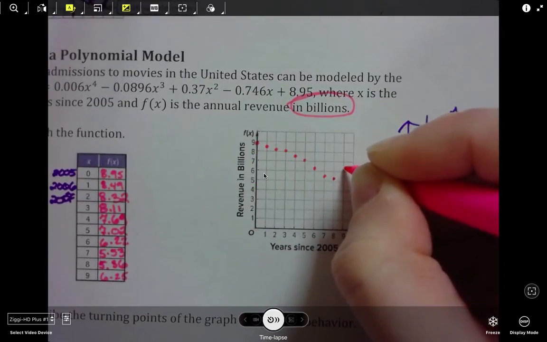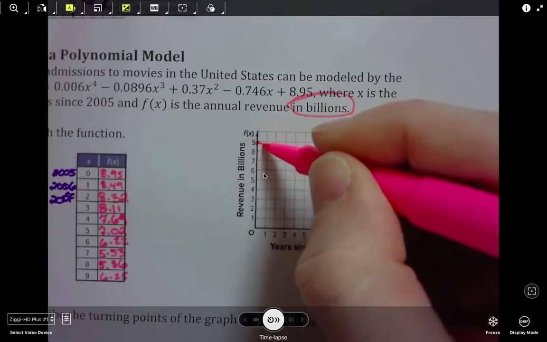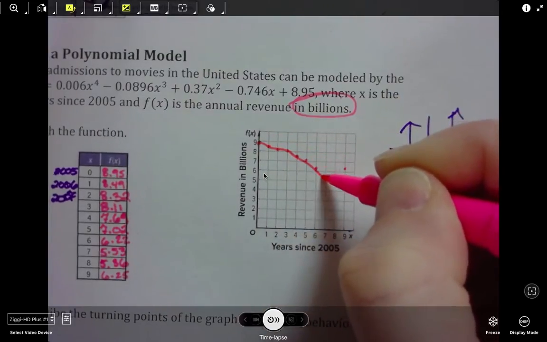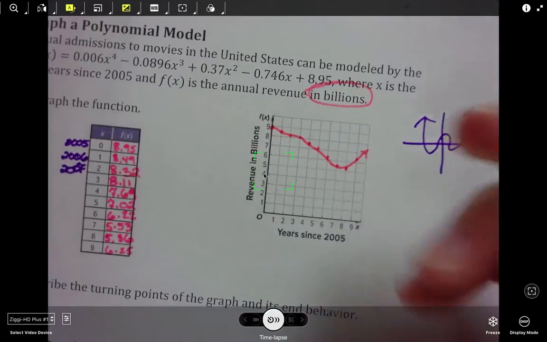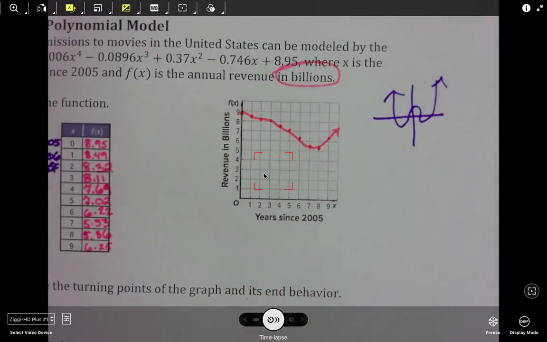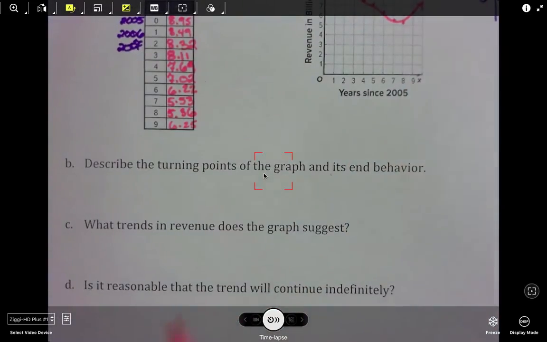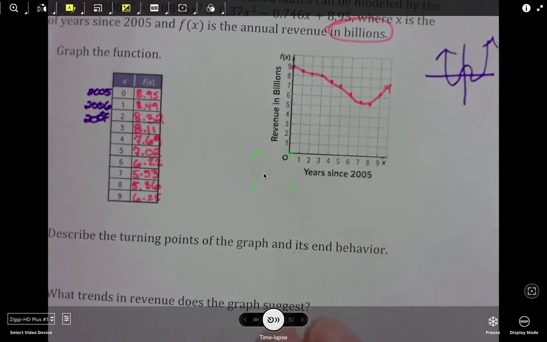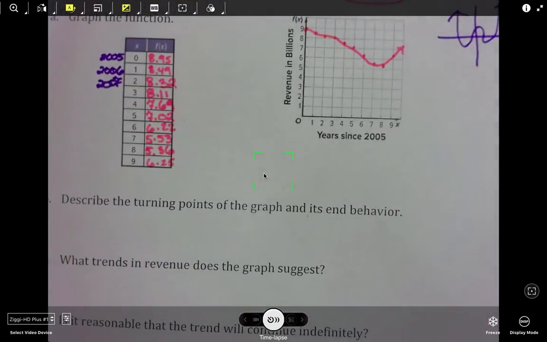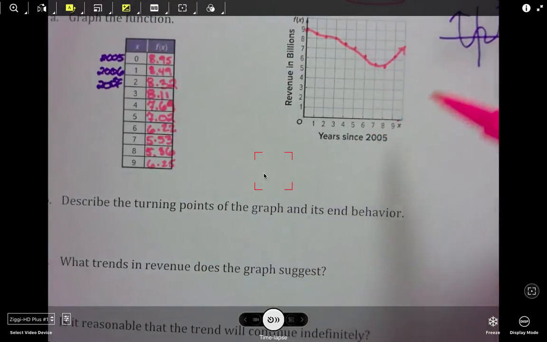And then 6.25. It goes up a little bit again. Okay, so our function looks something like this. All right, it says describe the turning points in the graph and its end behavior. So at what point does the graph turn around and go back up?